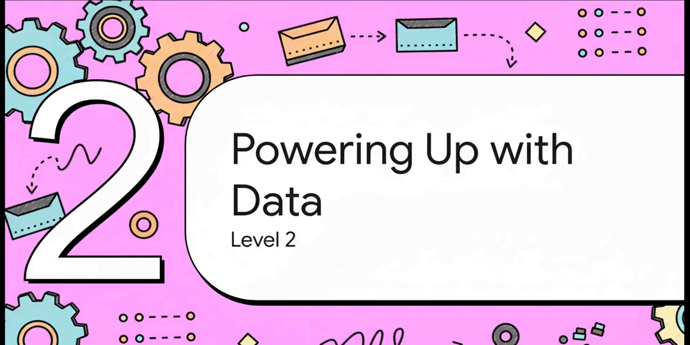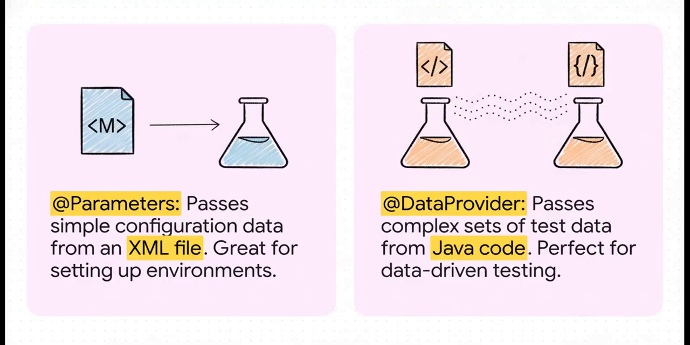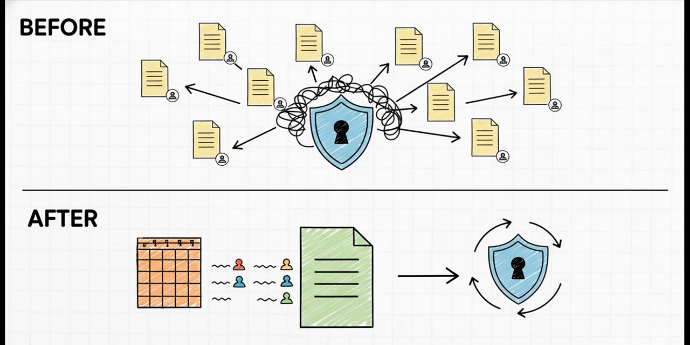All right, let's level up. Now we're going to tackle a new problem, hard-coded data. The stuff that makes your tests super rigid and just a pain in the neck to maintain. For this, TestNG gives you two amazing tools. Over on the left, you've got @Parameters. It's perfect for simple config stuff you define in an XML file. But on the right, that's @DataProvider. That's the real powerhouse. It lets you feed whole sets of complex data from your Java code directly into a single test method.